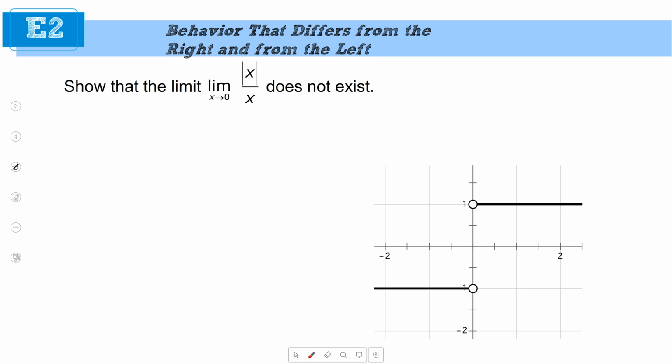This is the function, the absolute value of x over x. It is one of our new mother functions. You've probably never seen that before. Write it down.